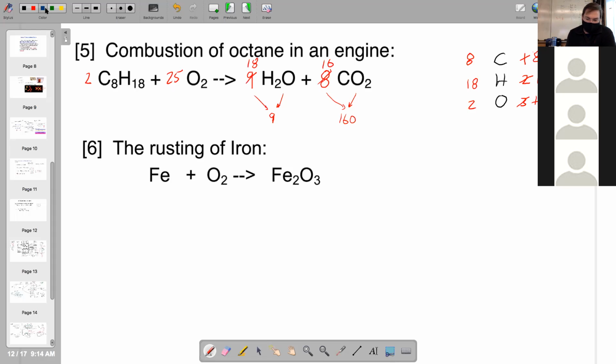So then all together, there's 16 carbons on both sides. There's 36 hydrogens on both sides. And there are 50 oxygens on both sides.